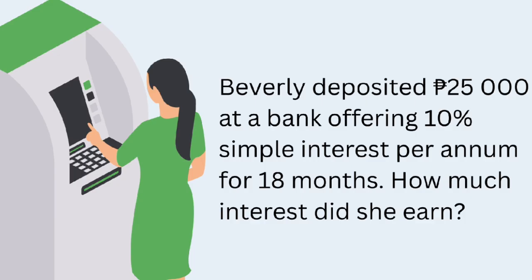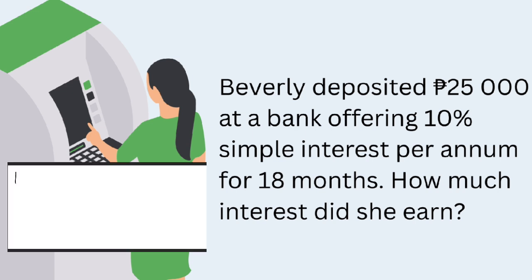So take a look at this scenario. Beverly deposited 25,000 at the bank, offering 10% simple interest per annum for 18 months. How much interest did she earn? So in this given problem, we are looking for the interest Beverly earned for depositing 25,000 at the bank. Formula: I is equal to P multiplied by R multiplied by T, where P is the principal, R is the rate, and T is the time. So in the given situation, the P or the principal is 25,000.